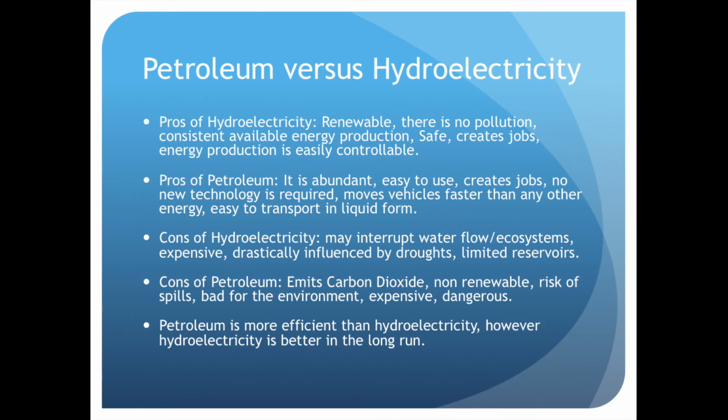So the pros of petroleum are that it's abundant, it's easy to use, it creates jobs, no technology is required, it moves vehicles faster than any other energy, and it's easy to transport in liquid form. However, the cons are greater than those of hydroelectricity. It emits carbon dioxide, it's non-renewable, there's the risk of spills, it's bad for the environment, it's expensive, and it's dangerous. As a whole, energy produced from petroleum is more efficient than hydroelectricity. However, in the long run, hydroelectricity is better than petroleum.